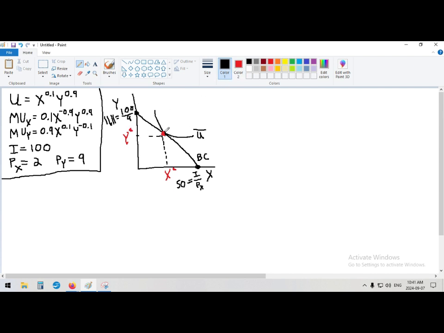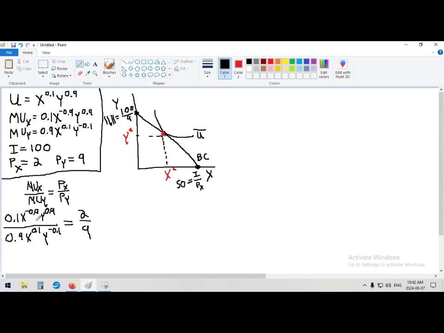We can see we have the tangency condition: the two lines touch, so they have the same slope. So we have the slope of the indifference curve, MUx divided by MUy in its absolute value form, equals the slope of the budget line, which is negative px over py. So we just have px over py. They're equal to each other. And then we can plug in what we have here. For the marginal utility of x, plug this in on top here. It's that equation. And then on the bottom, let's plug in the marginal utility equation for MUy. And then on the right-hand side, px and py, that's going to be 2 over 9.